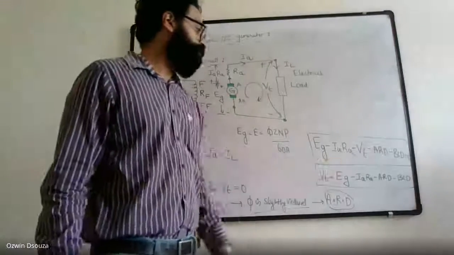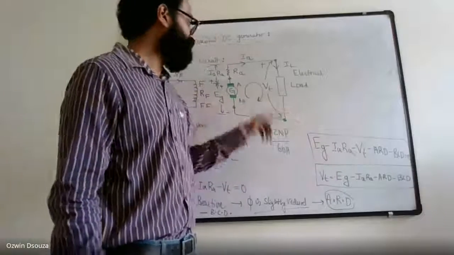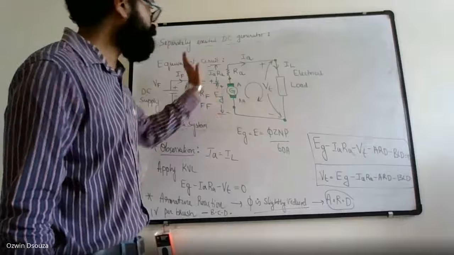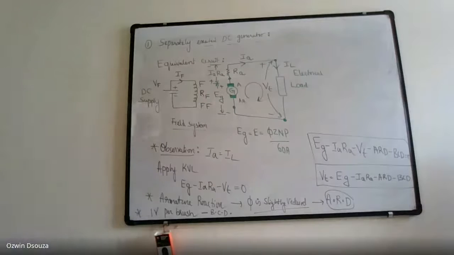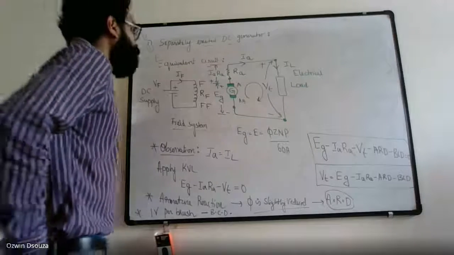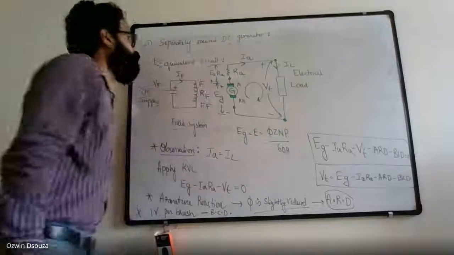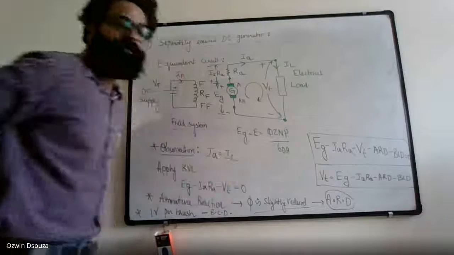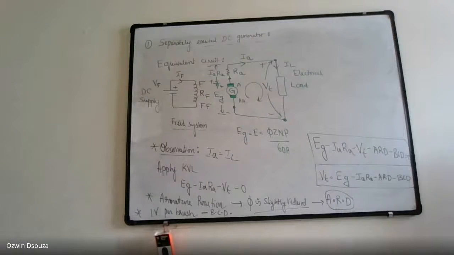And if you rearrange the equation, you can get an expression for the terminal voltage. So terminal voltage is nothing but the generated voltage minus different drops. That is your equivalent circuit for a separately excited DC generator and the corresponding electrical equations. Hope you have understood the concept of the equivalent circuit and how to write electrical equations from an equivalent circuit.